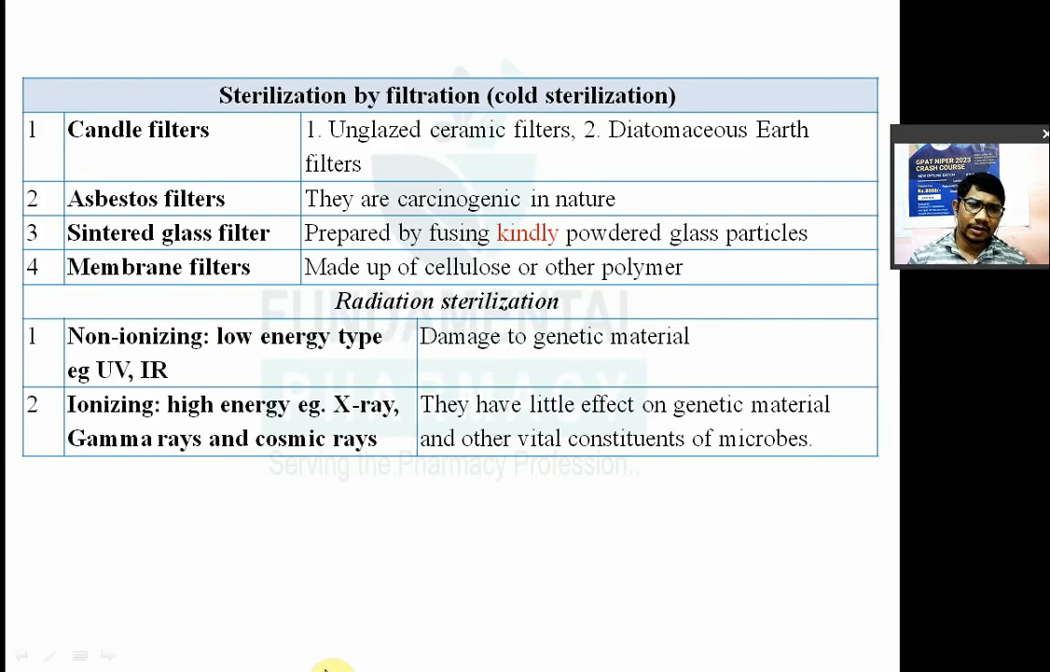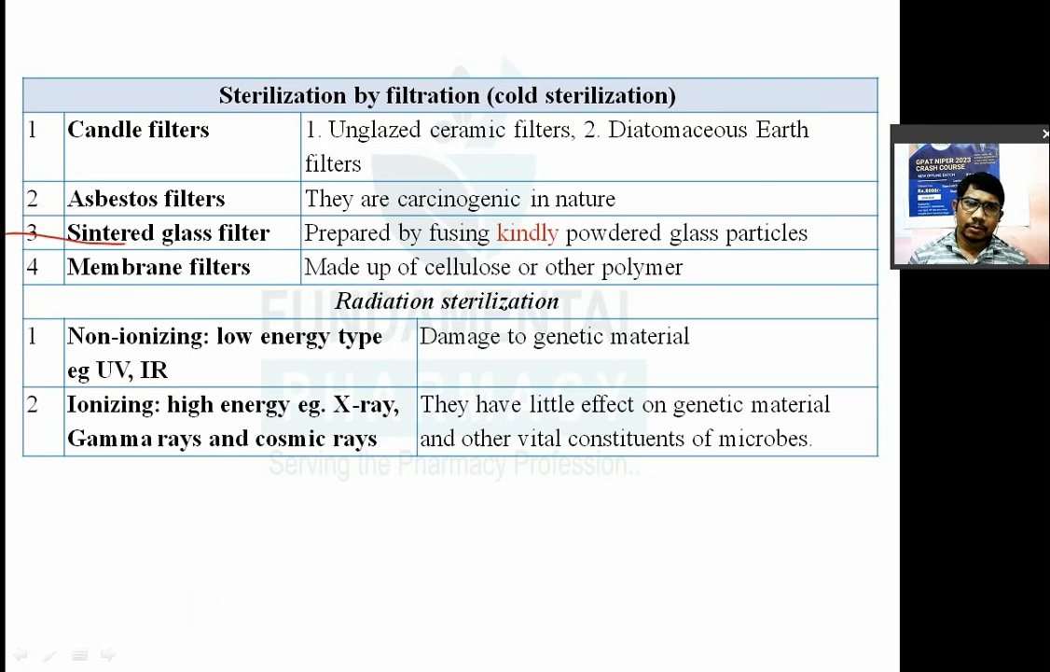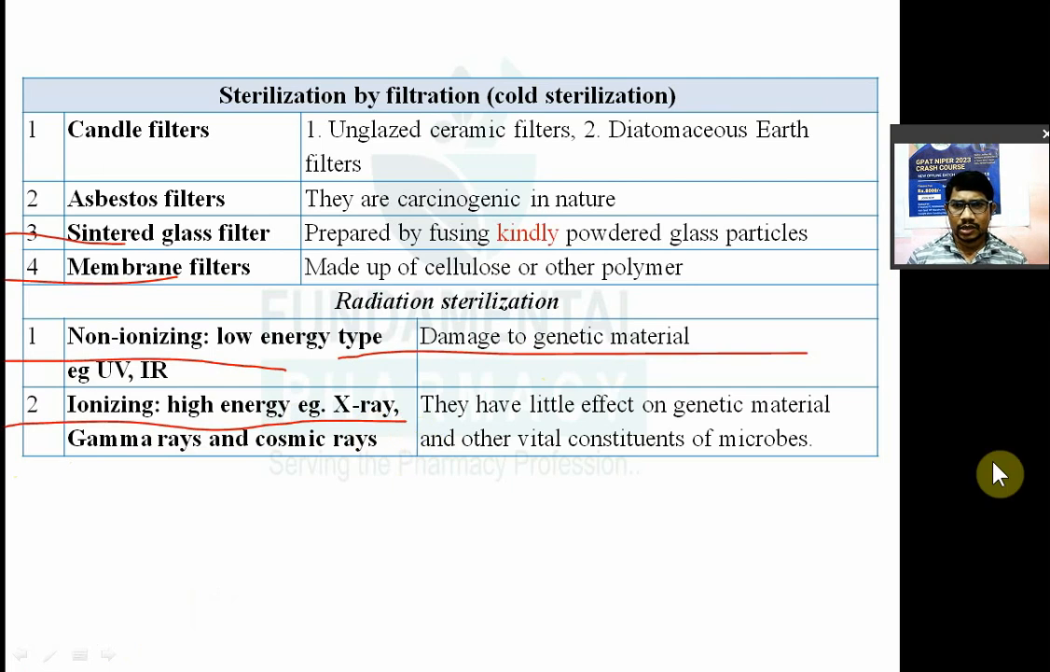So next one is a membrane filter. So sintered glass filter, they are made by fusing the powdered glass particles. Right? Sintered glass, membrane filters made from cellulose and other polymer. Now radiation sterilization में non ionizing radiation low energy type UV/IR होता है. They will damage the genetic material. Ionizing radiation, so high energy रहता है इसमें. X-ray रहता है, gamma rays, cosmic rays. So they have a little effect on genetic material and other vital component of microorganism.